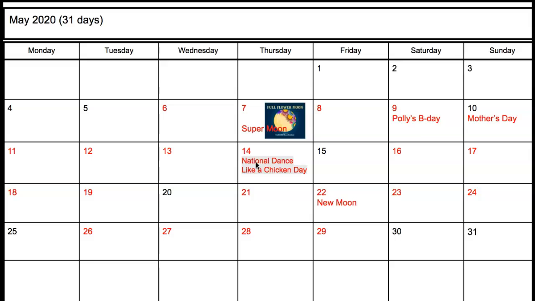On the 14th is National Dance Like a Chicken Day, and our new moon falls on the 22nd. You could also include a picture of our moons. The other two that you need to include will be your first quarter and third quarter, which I will allow you to figure out on your own. Now, the other thing that's not here are solstices and equinoxes, because there is no solstice or equinox in May.